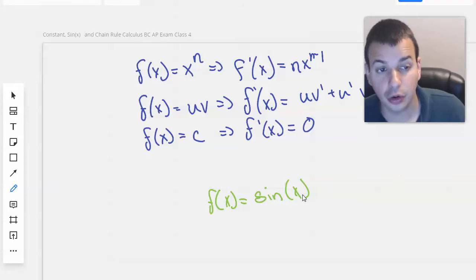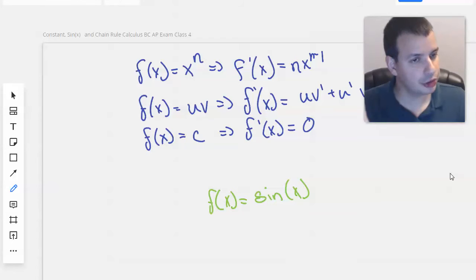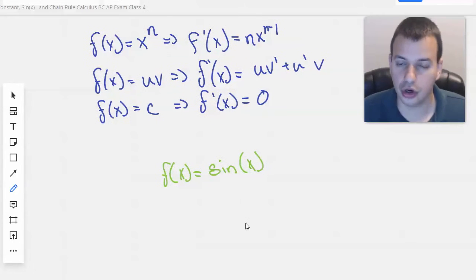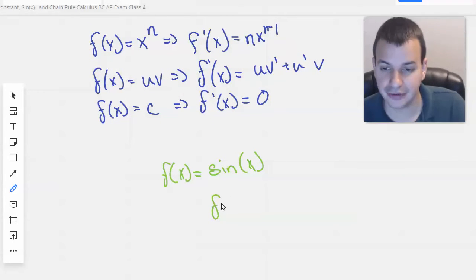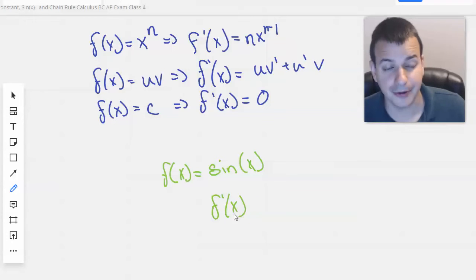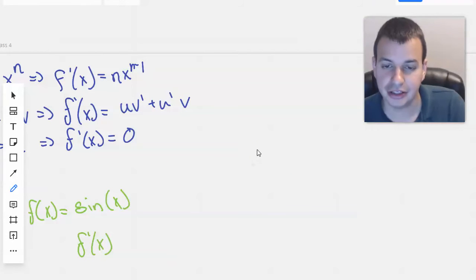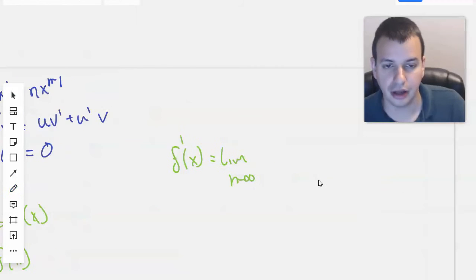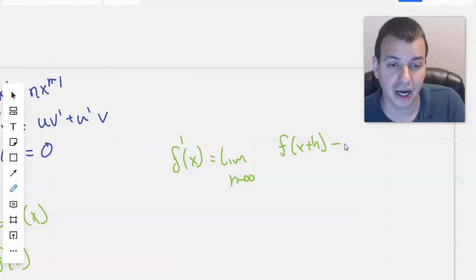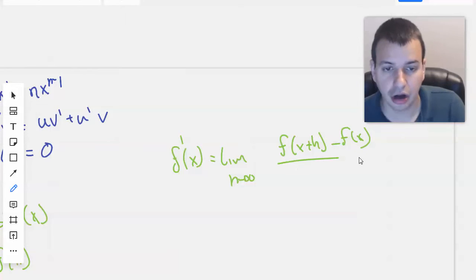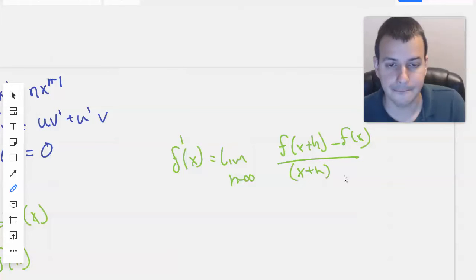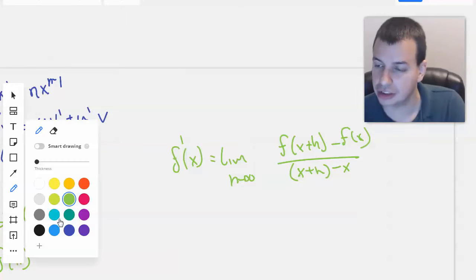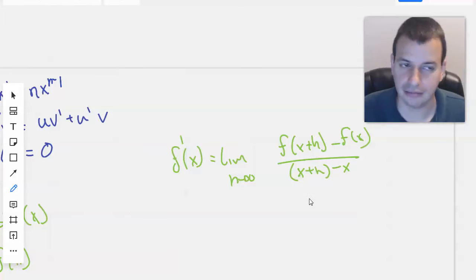f of x equals sine of x. Okay, so first thing we do is, we don't know how to do this, so we're going to go by the definition of a derivative. Our definition of the derivative is f prime of x equals the limit as h approaches 0 of, let's see, what is it? f of x plus h minus f of x, all over x plus h minus x.